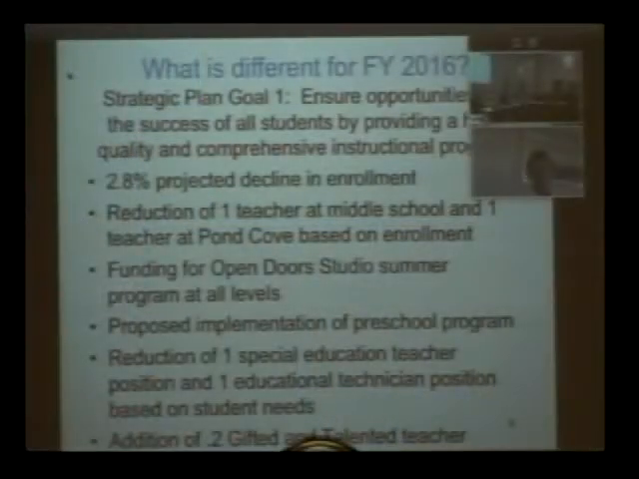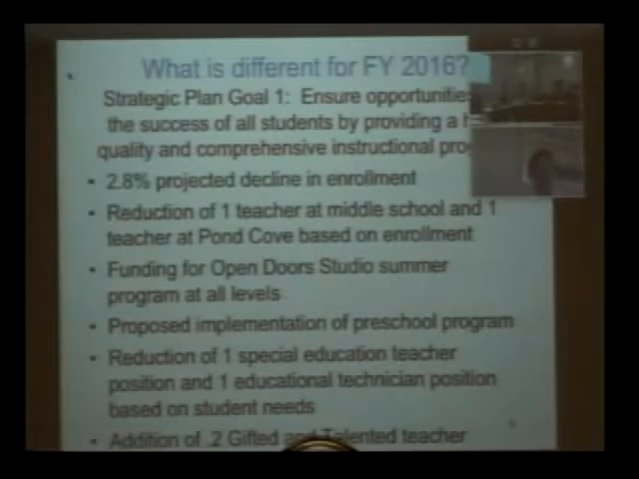The budget also proposes the implementation of a preschool program. And we'll spend some more time talking about that program as we move forward through the budget process, but essentially it would be housed at community services and is designed to target students whose needs might not otherwise be served, and would include our special education students in preschool age being serviced at community services.